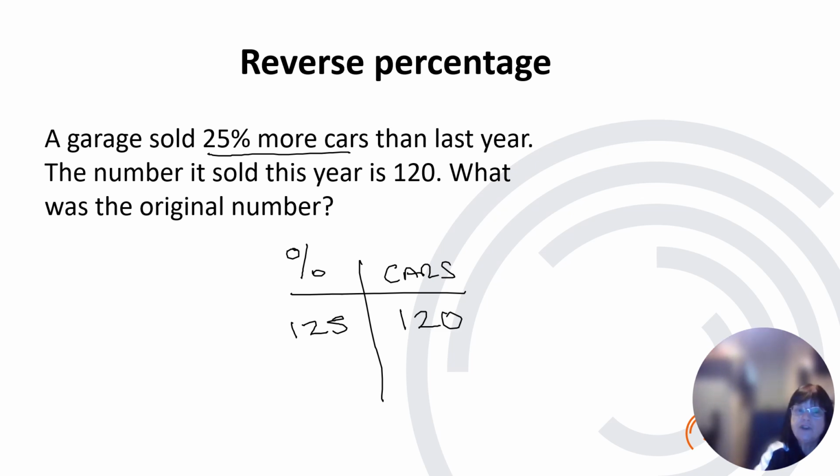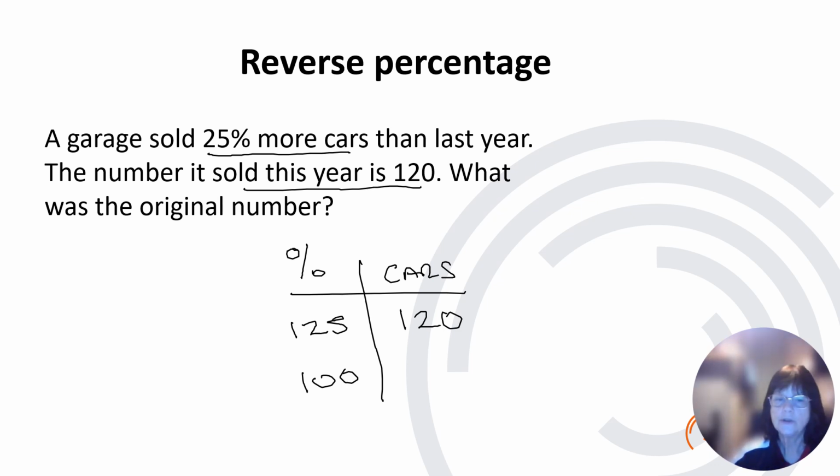All right, so 125% gave me 120 cars. So we want to know what the original number was before we added the 25%, or before we multiplied by 125%, if we're being posh about it. So have a little go and see if you can work out how many cars there were last year.